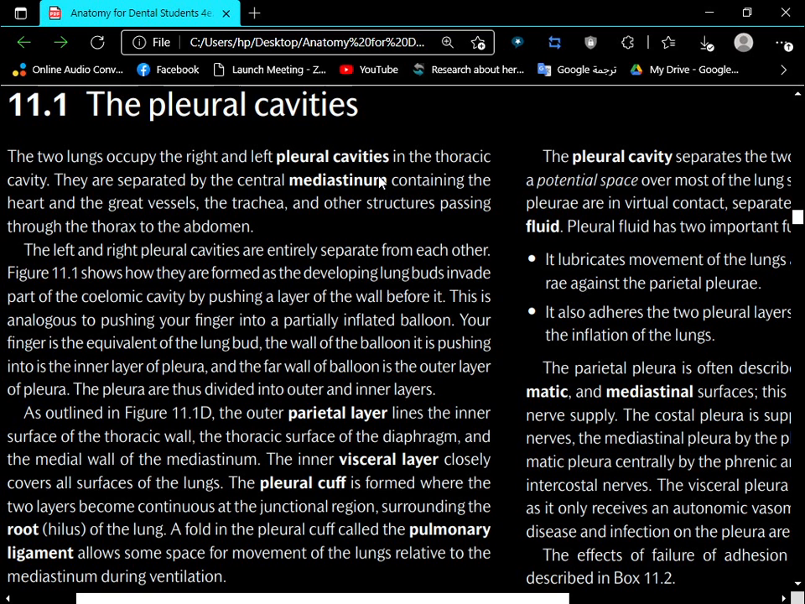At the junctional region, surrounding the root or hilus of the lung, a fold in the pleural cuff called the pulmonary ligament allows some space for movement of the lung relative to the mediastinum during ventilation.